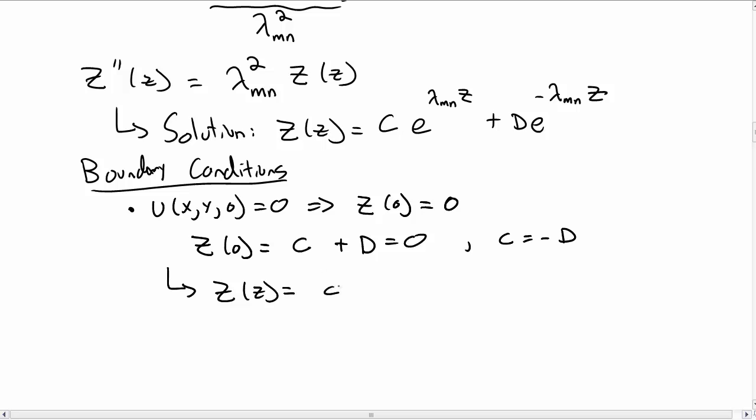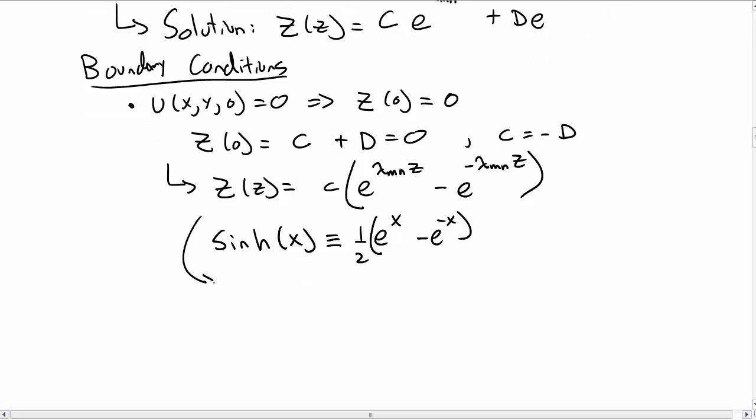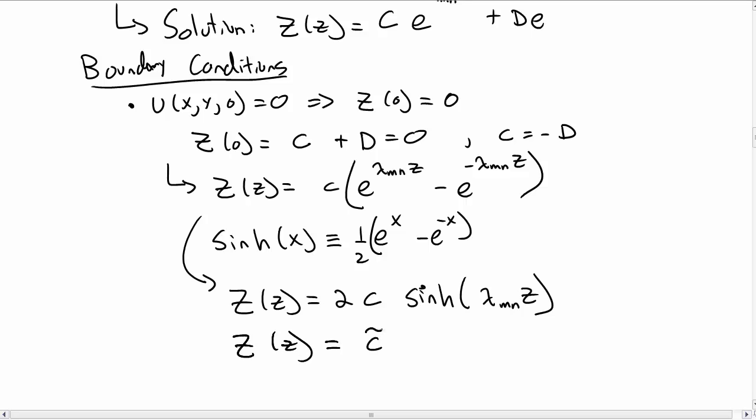So we can then write this in terms of one arbitrary constant, c, times e to the lambda mn z minus e to the minus lambda mn times z. There's a really nice combination that is useful here. The function sinh of x is 1/2 e to the x minus e to the minus x. So we can use that to rewrite this Z function in terms of the sinh. So this is 2 times c sinh of lambda mn times z. Or you can absorb that factor of 2 into the unknown constant and just call that c twiddle, sinh of lambda mn times z.